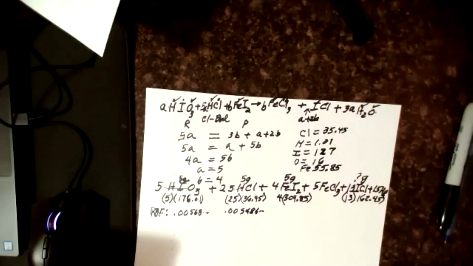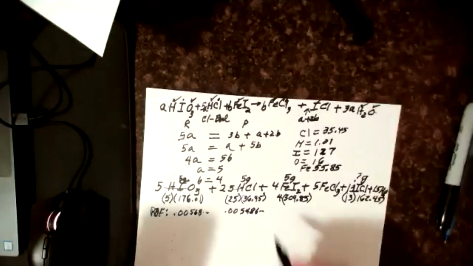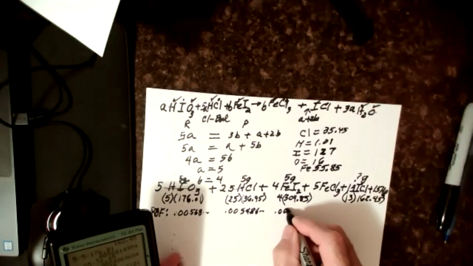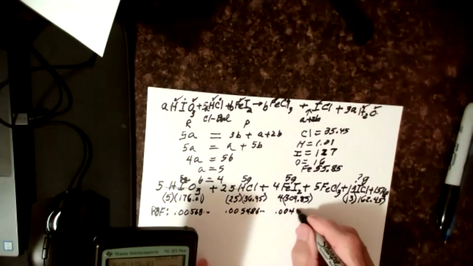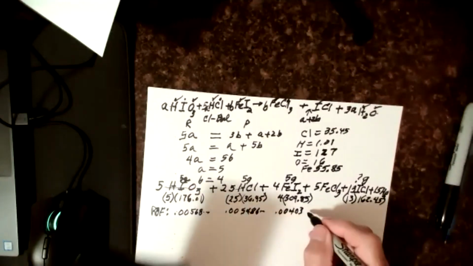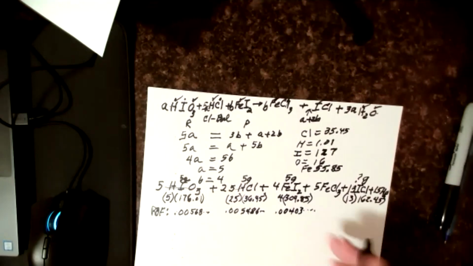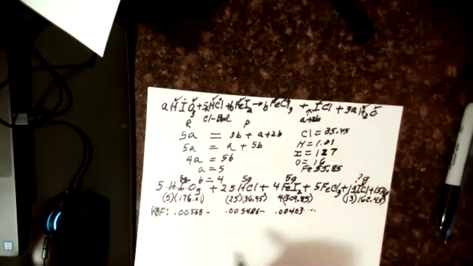5 divided by 4 and divided by 309.85. That's 0.00403 and a whole bunch of other digits. Now I've got my rebalancing factors all calculated.